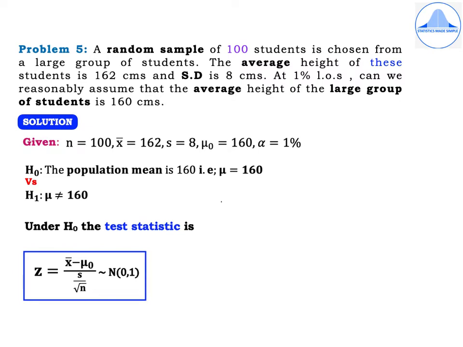Next step is to write H naught. The population mean is mu naught. So mu naught here is 160. That is mu is equal to mu naught, means mu is equal to 160. Versus, again words like more, less, above, below are not used. So it will be a two-tailed alternative. Versus H1, mu is not equal to 160.